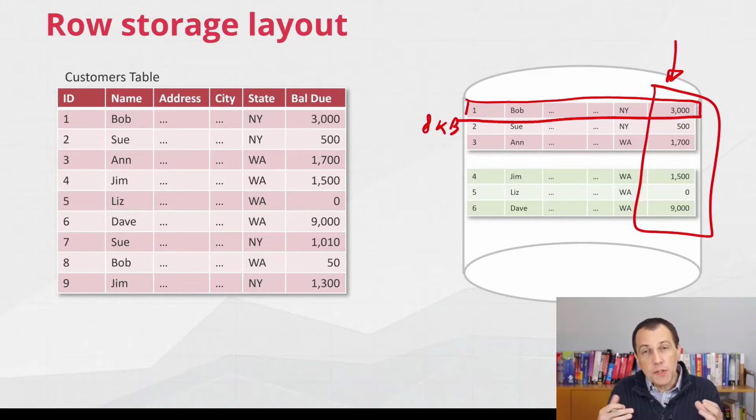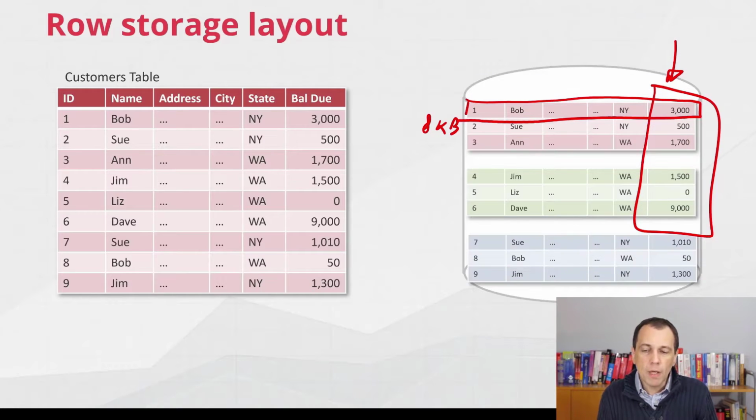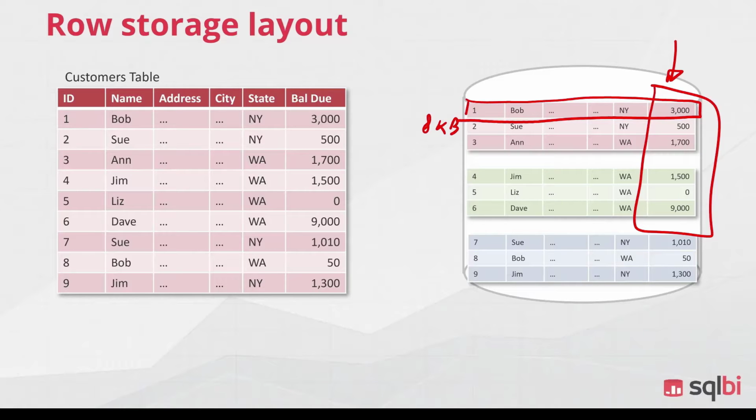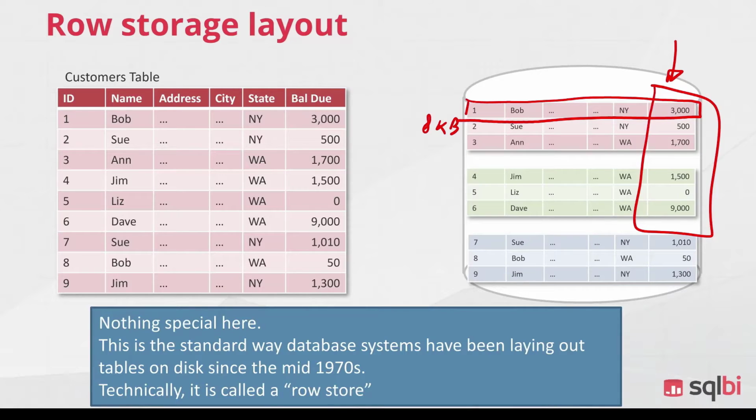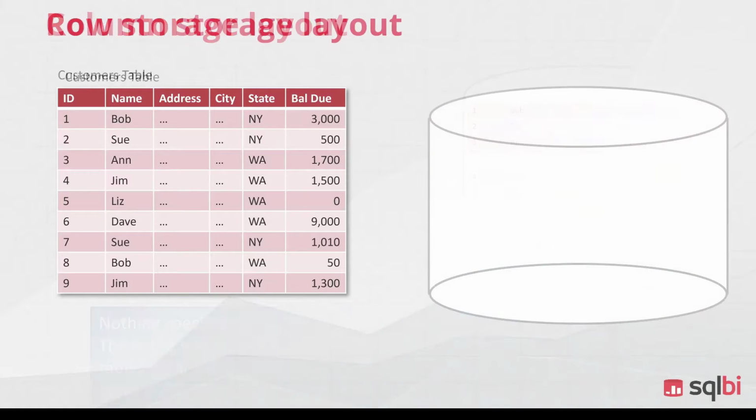This structure is optimal when you have to modify data in existing rows, for example, because the impact is minimal. You just have to modify the page that contains the row that you want to modify. But what happens if we have another kind of layout? So this is the row storage layout, what we are used to seeing all the time, nothing new. Now, what happens when you have a column storage layout?